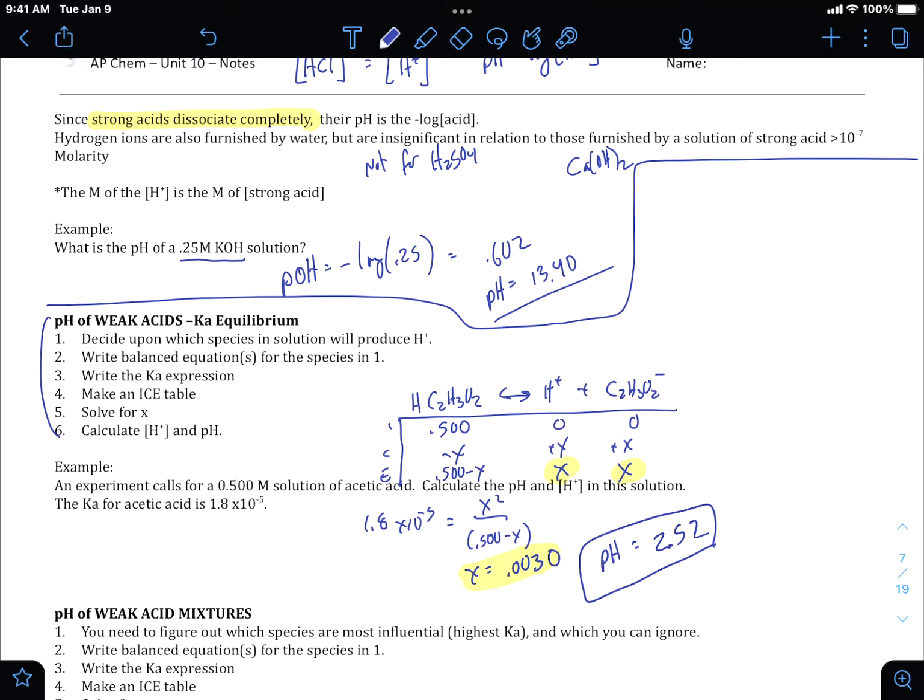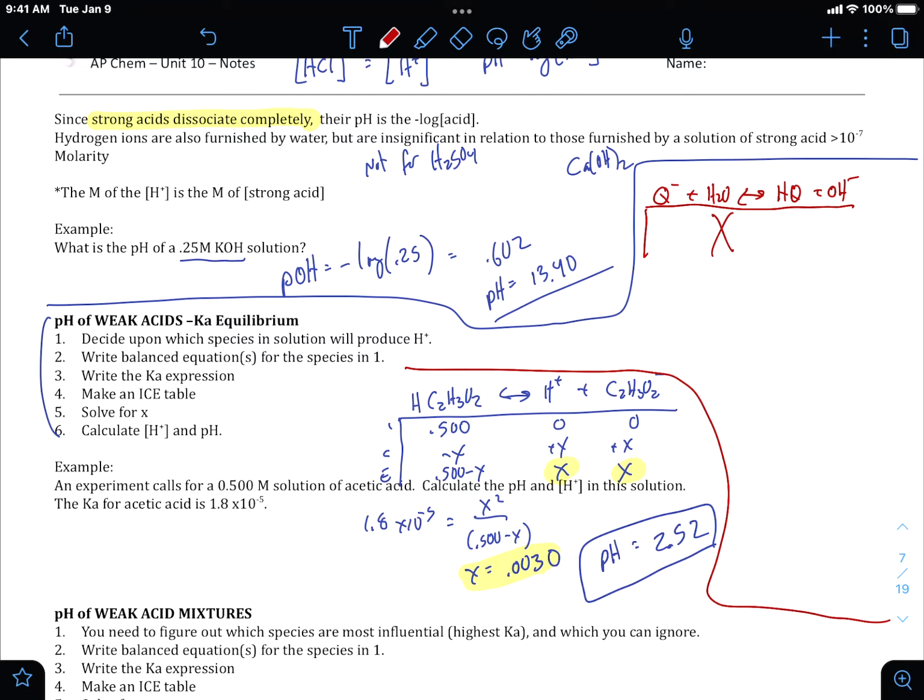That is your standard weak acid equilibrium problem. If this were a base, so let's do one as a base just because you should be able to do both. Let's say we have some fictitious base, we'll call it Q minus. So Q minus, here's our hydrolysis equation. Nothing registers under water, of course, it's liquid. Let's say we have a concentration of 0.5 like the other one.